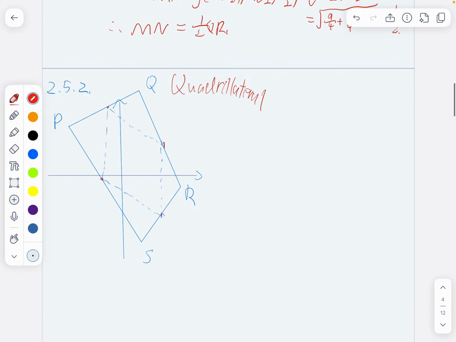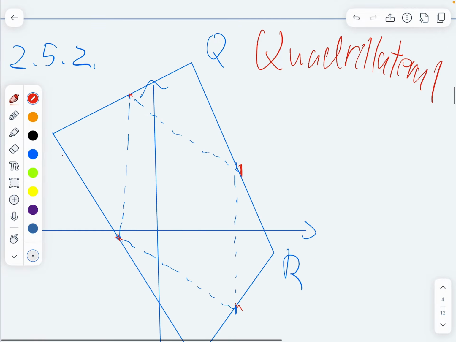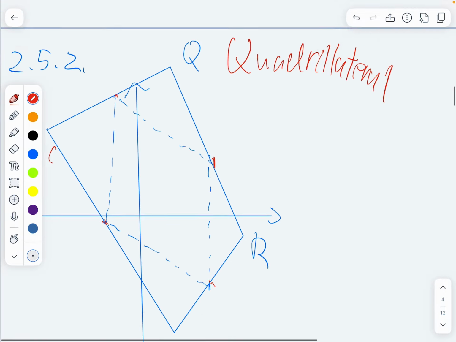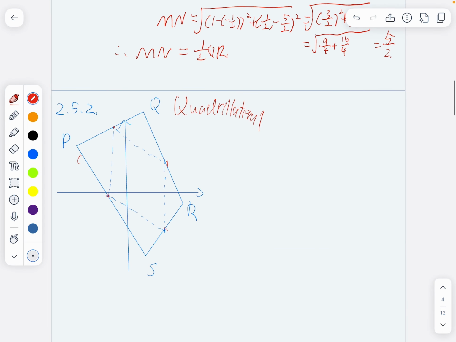Okay, first we need to get the points. P is (-7, 9). Q is (9, 11). R is (9, -1). S is (1, -11). Okay.